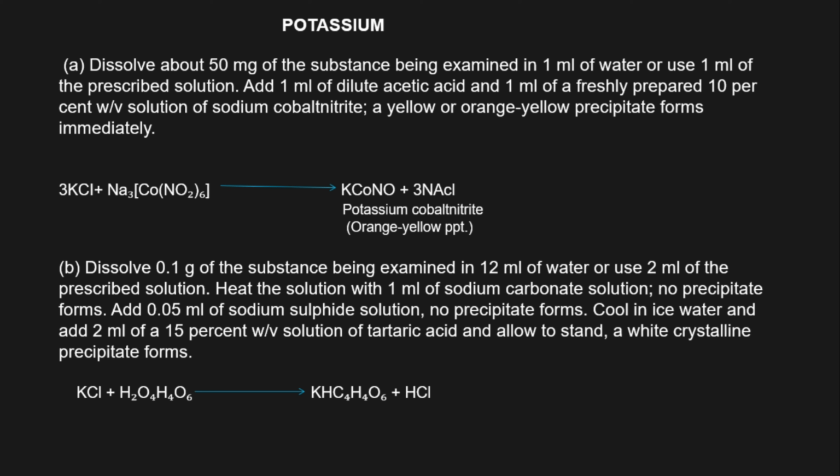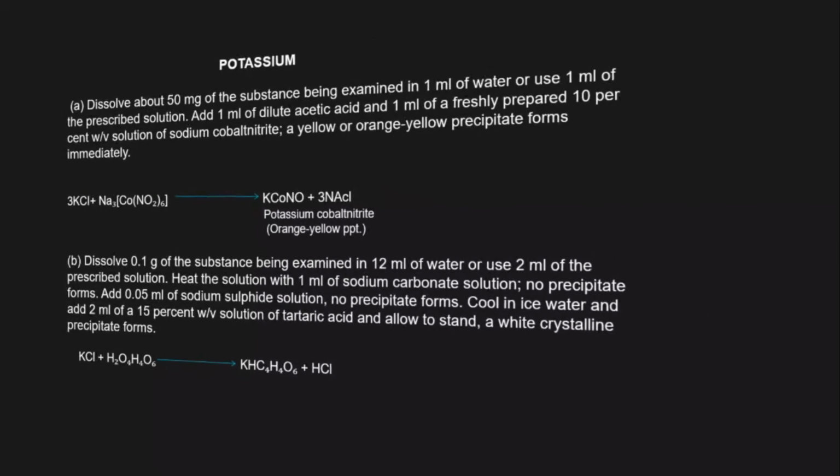Heat the solution with 1 ml of sodium carbonate solution. No precipitate forms. Add 0.05 ml of sodium sulfide solution. Again no precipitate forms. Cool in ice water and add 2 ml of a 15% weight by volume solution of tartaric acid and allow to stand. A white crystalline precipitate forms. The reaction is as under. Potassium chloride reacts with tartaric acid to form potassium tartarate and hydrochloric acid. This potassium tartarate gives a white crystalline precipitate.